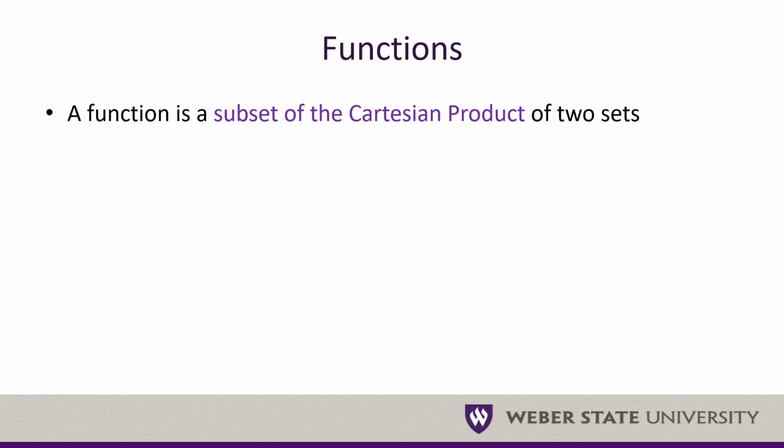So a function is a subset of the Cartesian product of 2 sets. What's the Cartesian product again, if I have 2 sets? The cross product, yeah. And that means each term from the first set combined with each term from the second set.